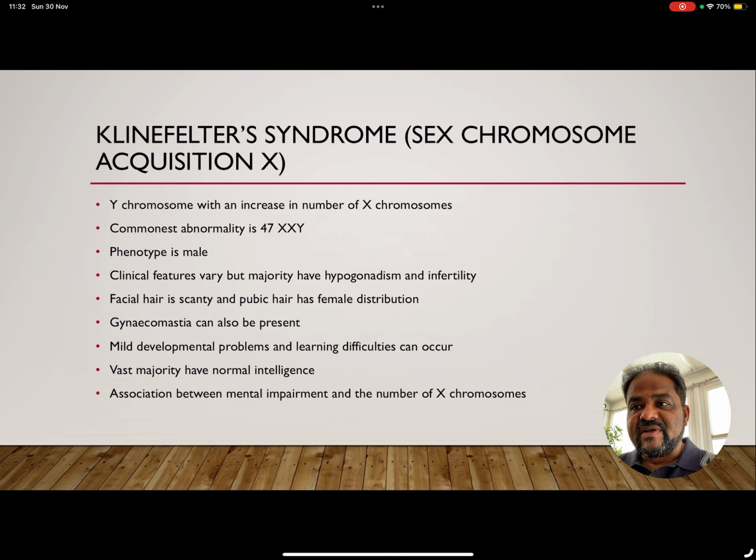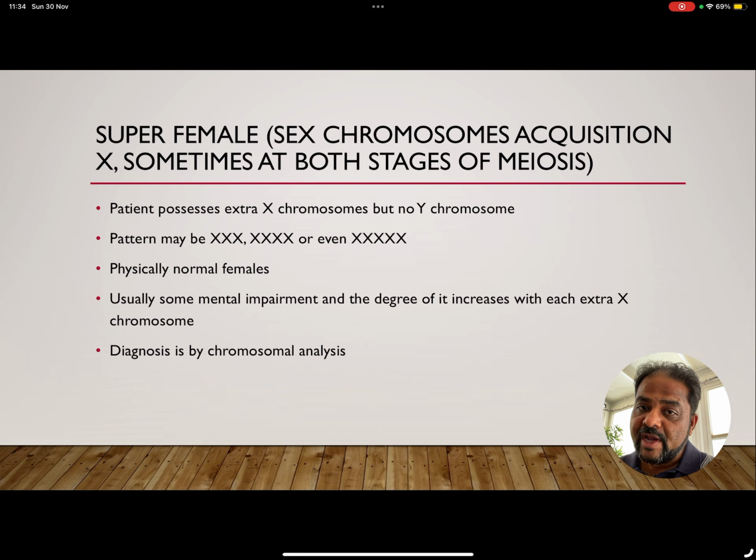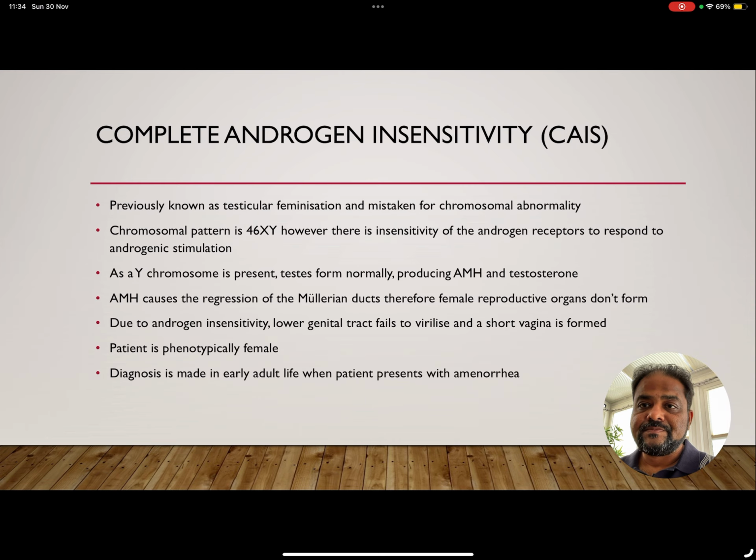Super female: sex chromosome acquisition of X, sometimes at both stages of meiosis. The patient possesses an extra X chromosome but no Y chromosome, and that's why the phenotype is female. The pattern could be XXX, XXXX, or even XXXXX. They are physically normal females, and usually some mental impairment is seen, the degree of which increases with each extra X chromosome. Diagnosis is made by chromosomal analysis.